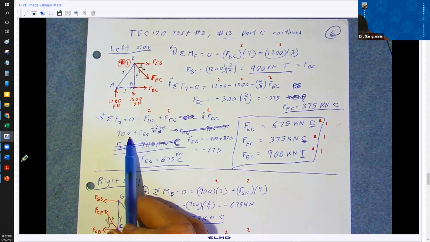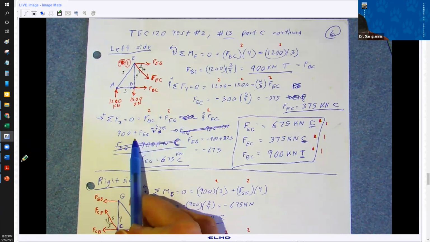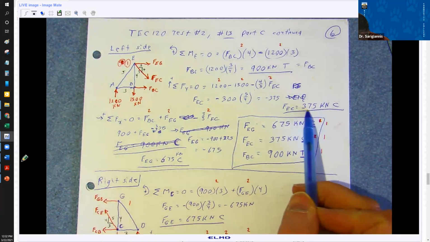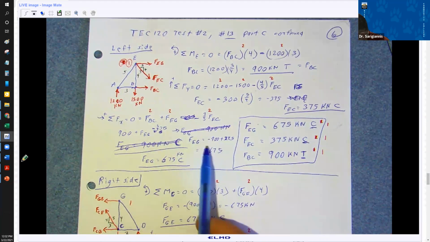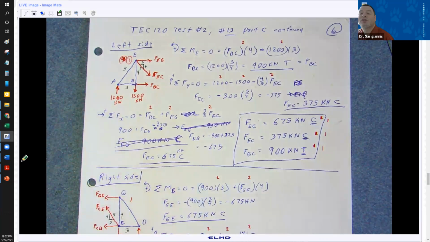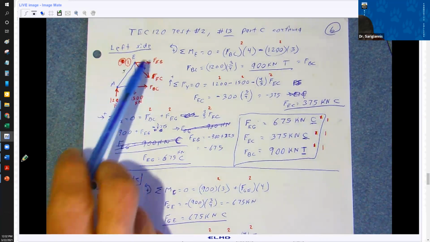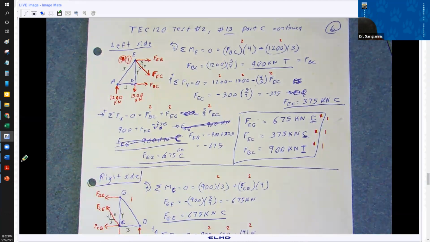We've got 900 plus FEG minus, this is 3/5 times 375. So this 375 times the 3/5. This turns out to be an FEG of minus 675. Minus 675, the negative sign, that tells us that, well, we assumed tension. We got a negative, it's actually in compression. So 675 kilonewtons in compression.